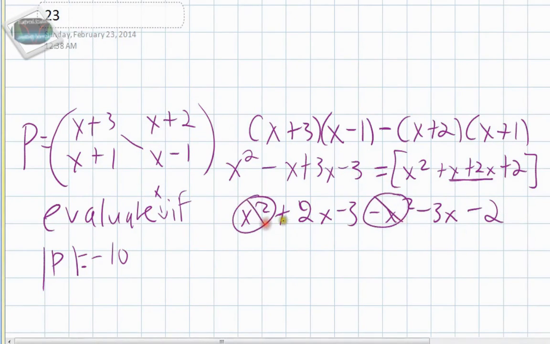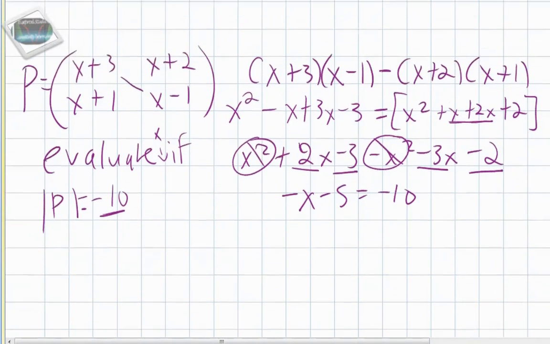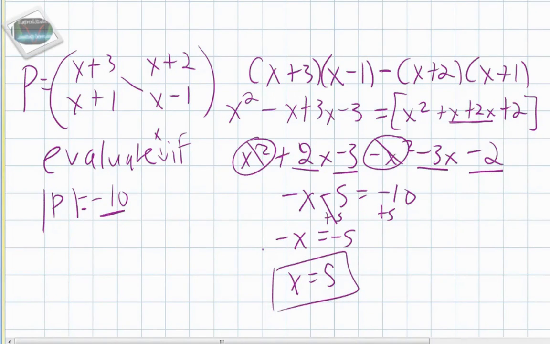These two are going to cancel. Okay, and then 2x minus 3x is negative x, and negative 3 minus 2 is negative 5. Okay, and we're going to set it equal to negative 10. That's what they told us over here. And so then we're just going to say negative x is equal to... we're going to add 5 to both sides. Okay, so we're going to get negative 5, and x is equal to 5. Okay, that's your answer.